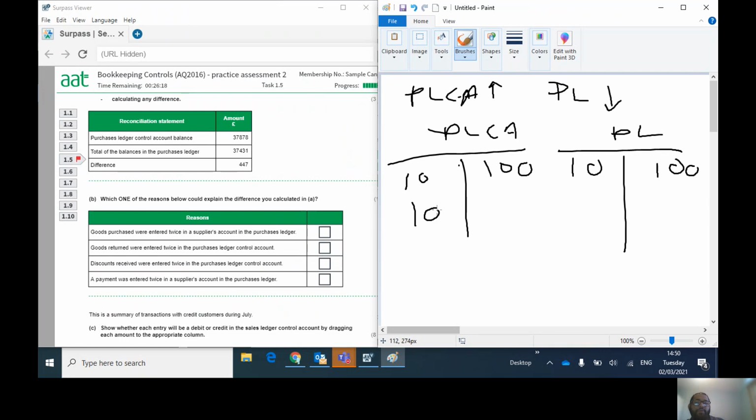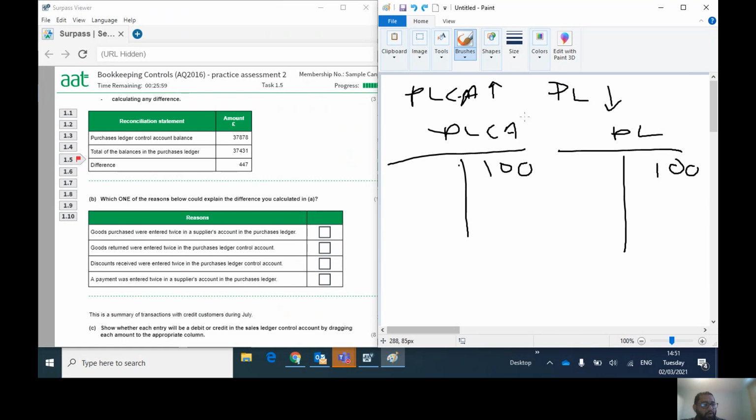I'm using 10 again because it was entered twice. So the balance is 80 and this one is 90. But this is not matching. Why? PLCA should be higher when comparing to your purchase ledger. So this is not meeting that standard criteria. So therefore, we will ignore the second answer as well.